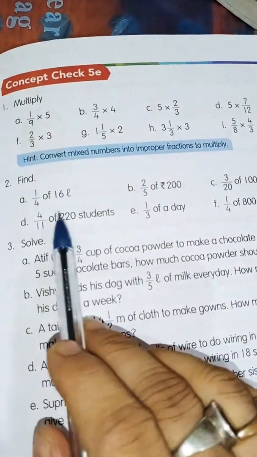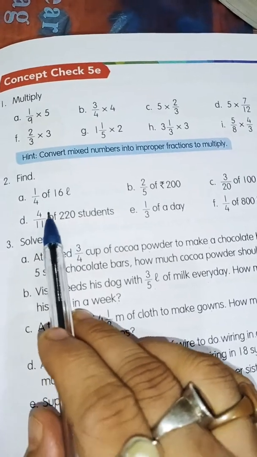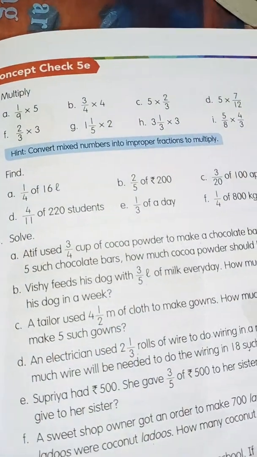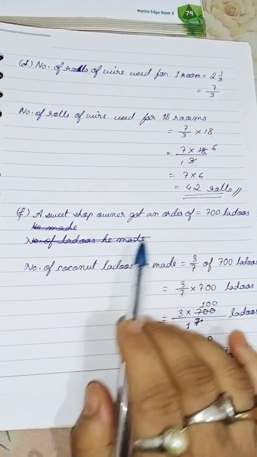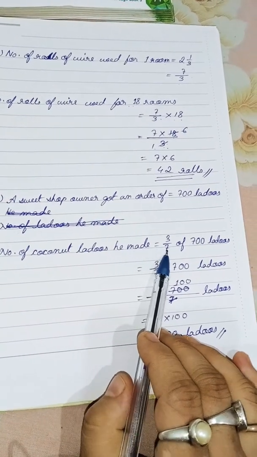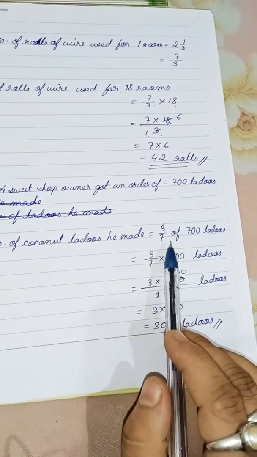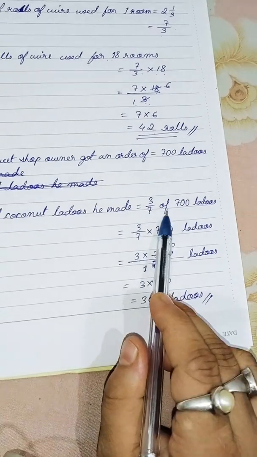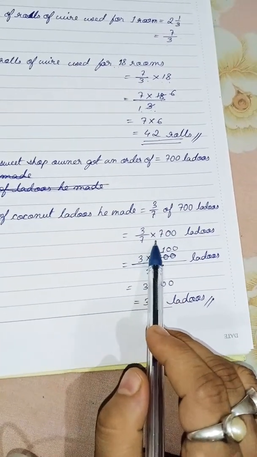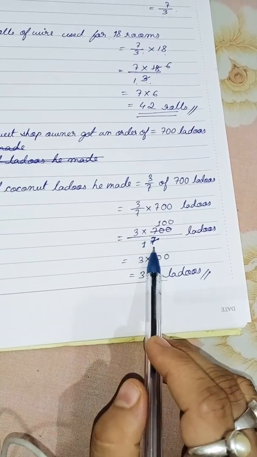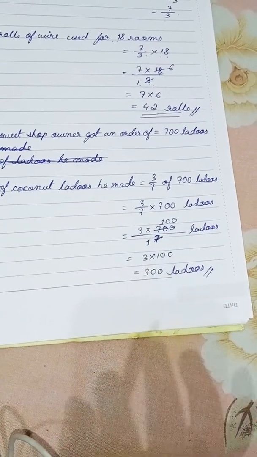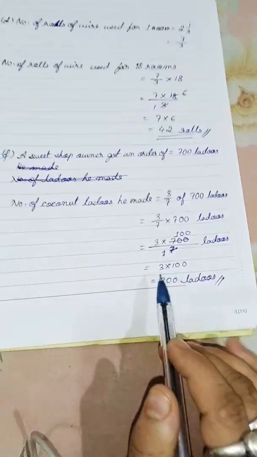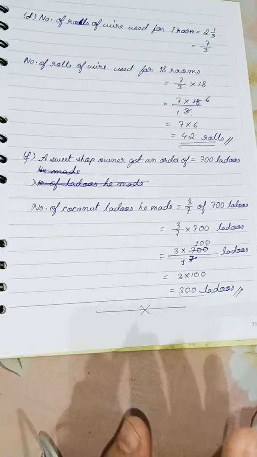If you remember, I explained this type of question also. What does 4/11 of 220 mean? It means if I take this much part of 220, then what is the value? That is what I am doing. The sweet shop owner got an order of 700 laddus, and the number of coconut laddus he made is 3/7 of what? Of this 700. So 3/7 of 700. I have already explained that this is multiplication. So 3/7 into 700, 3 into 700 by 7. 7 1s are 7, 7 100s give you 700, so 3 100s give you 300. That means he makes 300 coconut laddus.